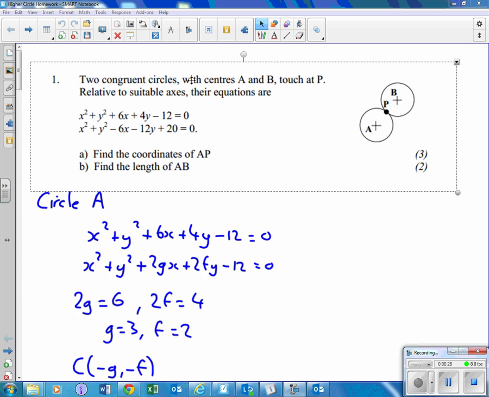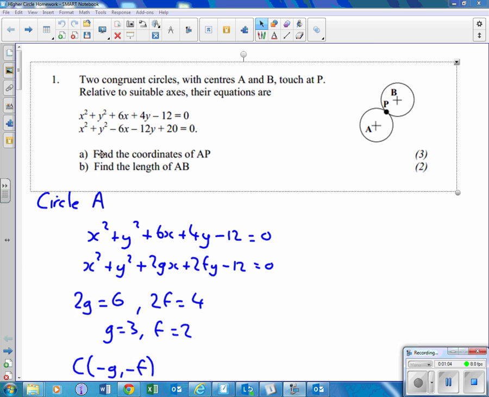So two congruent circles with centres A and B touch at P, which has to be the midpoint of A and B if the length of the radius in each circle is equal. So they touch at P, and relative to suitable axes their equations are given. Part a: find the coordinates of AP. Well, I don't know where P is, apart from the fact it's right in the middle of A and B, it's the midpoint of A and B. So if I can find the centre of A and the centre of B, and find the midpoint, that will give me the coordinate of P.